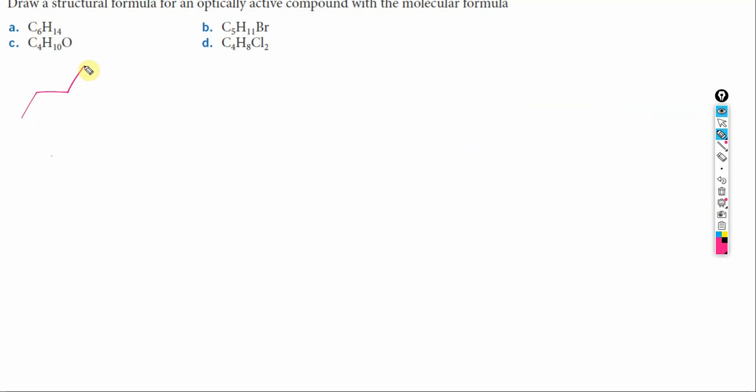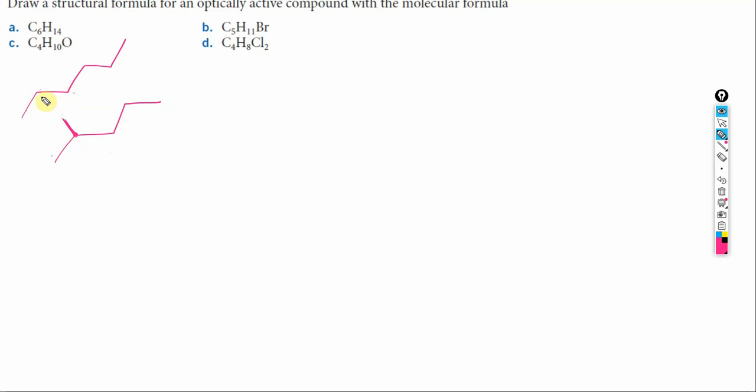So we can start with the known structure, hexane, 1 2 3 4 5 6, and obviously it's not going to be optically active because none of the carbons are stereogenic centers. What we can do is take a methyl and put it in the middle of the chain, so I can get a 5 carbon structure. I can put a methyl on the second carbon. Now if you look at this, these two methyls are the same, therefore this carbon cannot be stereogenic, and neither can any of the other carbons be stereogenic.